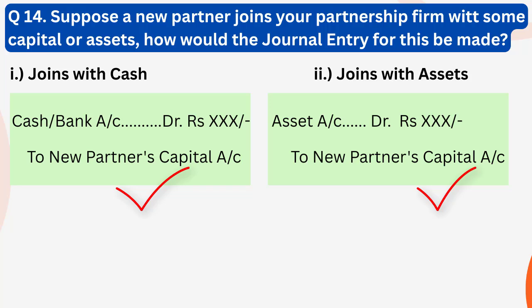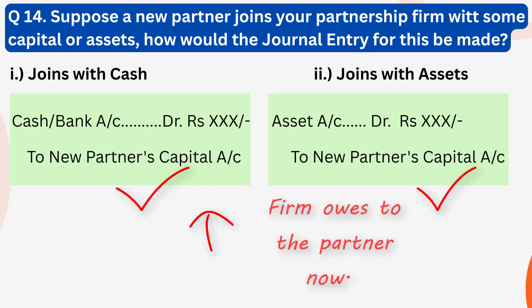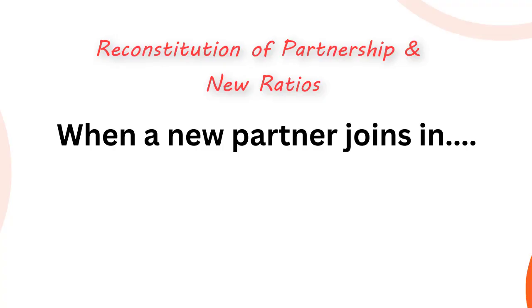So you see, the entry here suggests that the firm is now receiving an asset or cash with this contribution. So the cash or assets increase, so we debit. The partner's capital account here is credited because he's contributing this asset or cash to the firm. He's gaining ownership in the firm with this, and the firm now owes him this amount. That is why this entry. Clear? Fantastic.